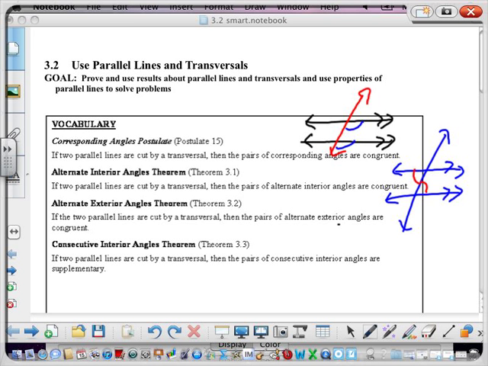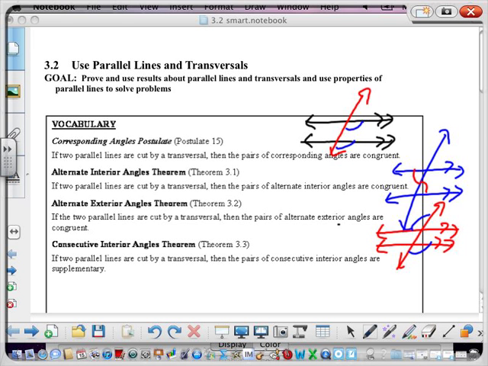Alternate exterior angles. We've got two, again, parallel lines, so there's double arrows again. Cut by a transversal. And what does exterior mean? Outside. So they'll be outside, and they'll be alternate kitty corner from each other. Okay. And that's a theorem, so we can prove it.